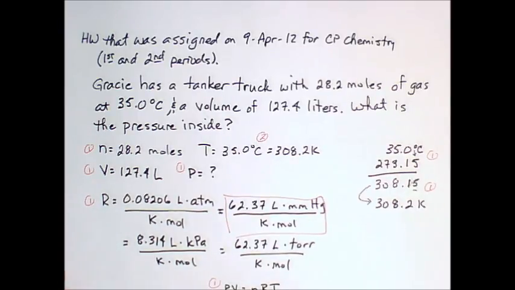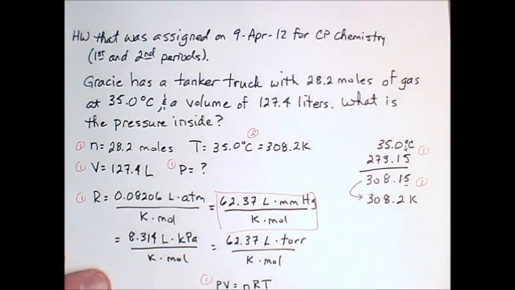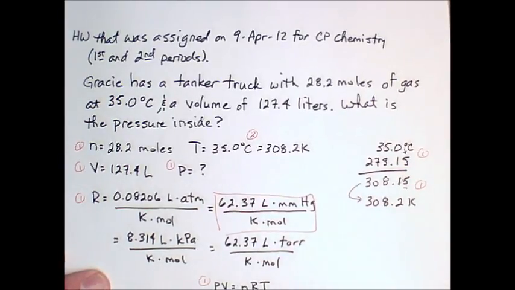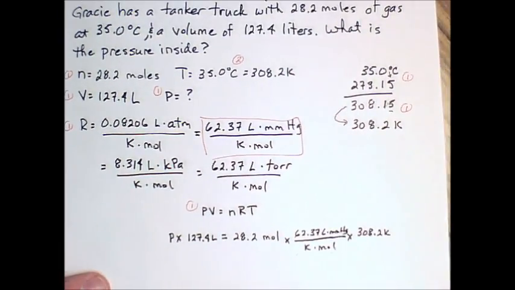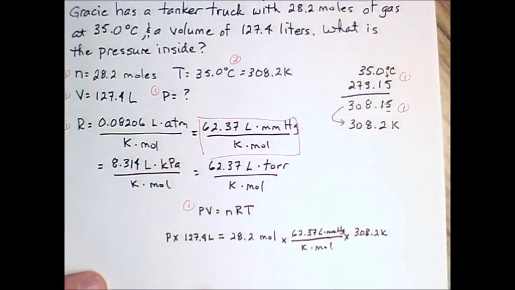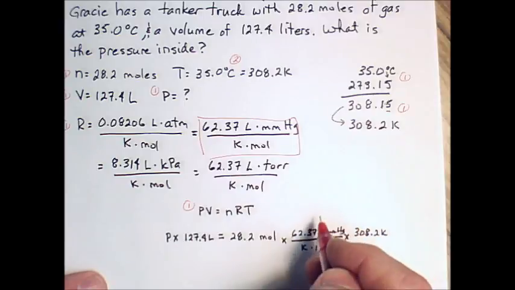Now we're ready to go and substitute in the R. Since we have a new version of R here, this is going to be 62.37 liters times millimeters of mercury over Kelvin times moles. Plugging that in there, that's going to be worth a point.